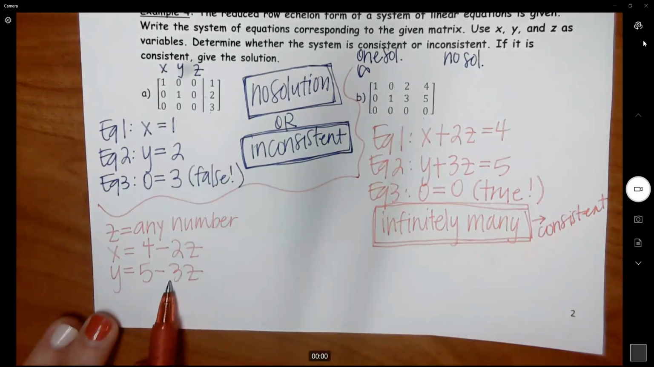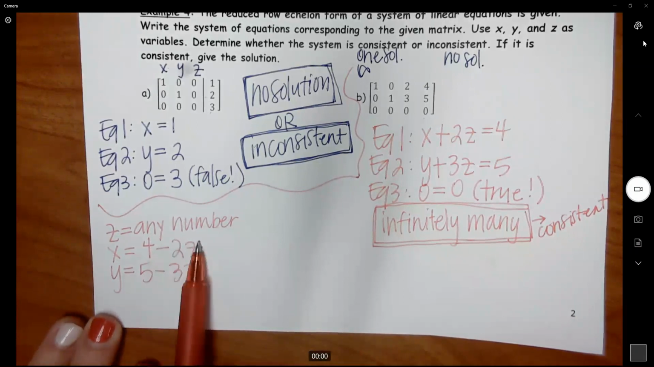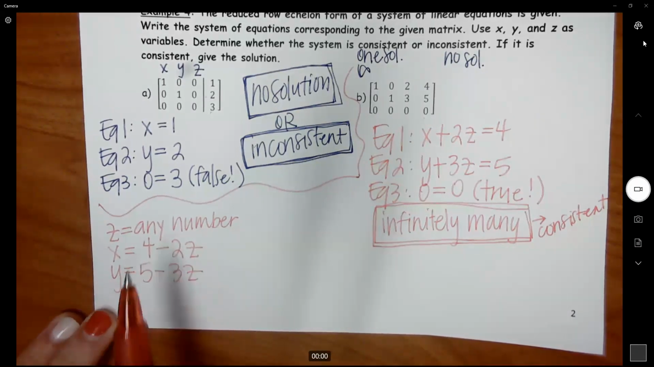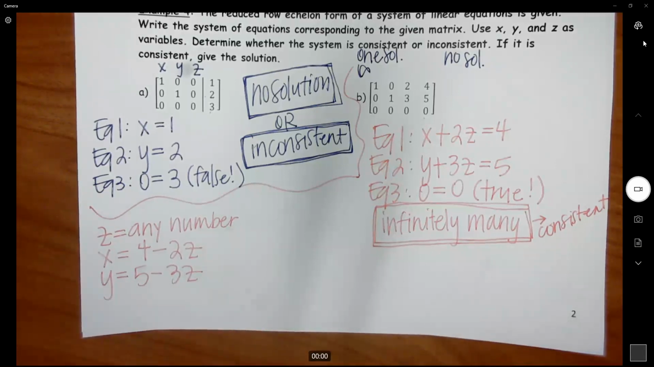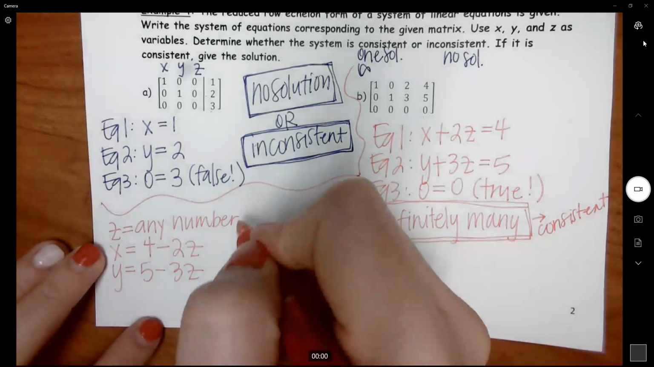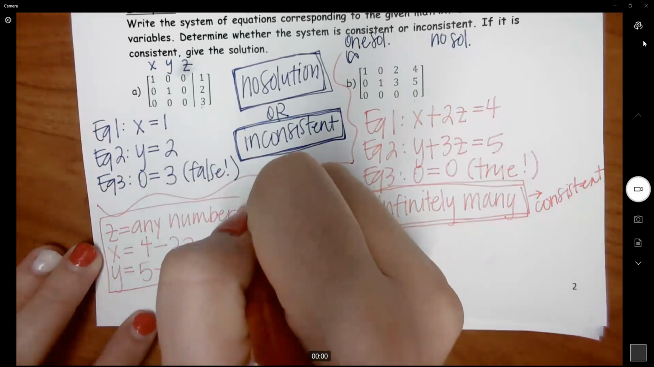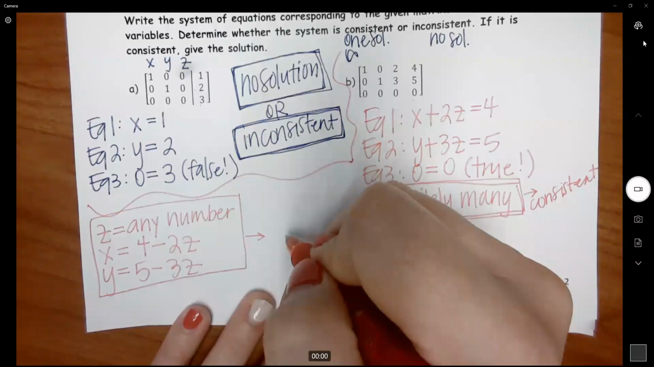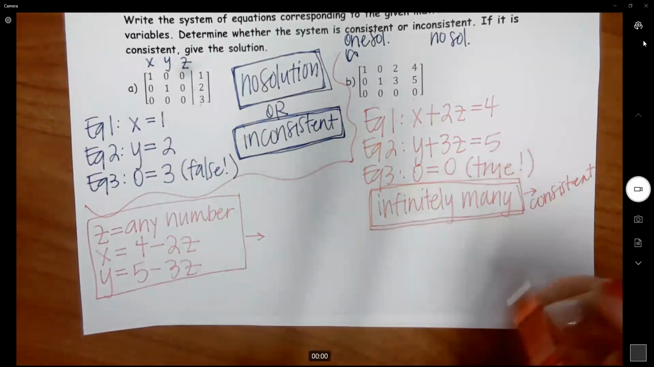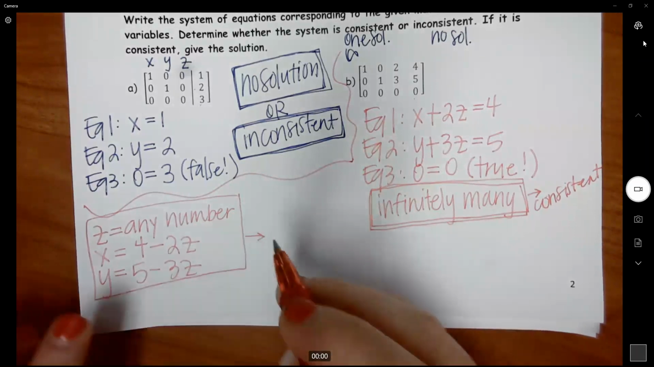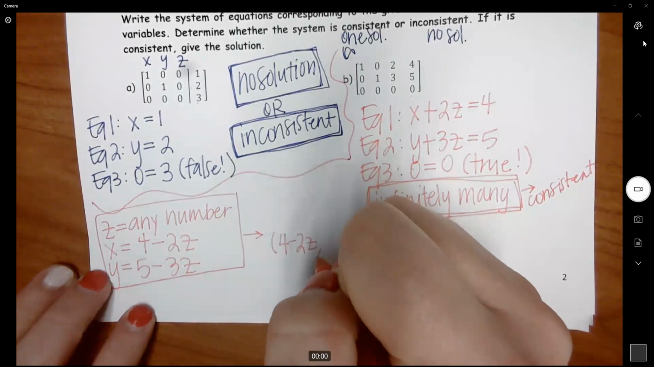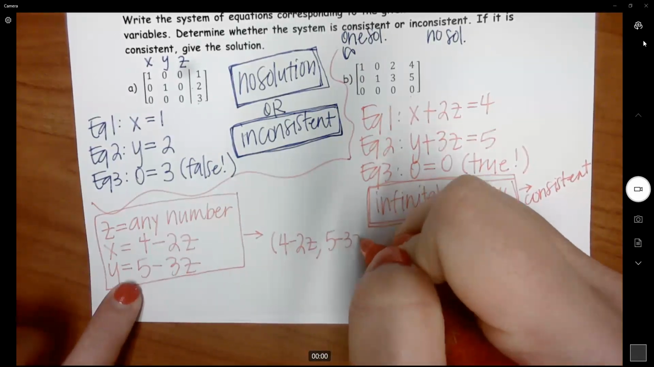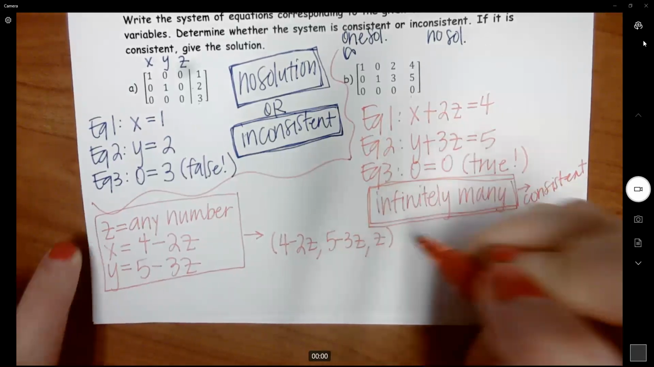You can also write this as negative 3z plus 5, and you can rewrite this one as negative 2z plus 4. That doesn't matter. Once we have something for x, y, and z, we can write that as an ordered pair, which is always x comma y comma z. So my x is 4 minus 2z. My y is 5 minus 3z. And my z is any number, which is z.